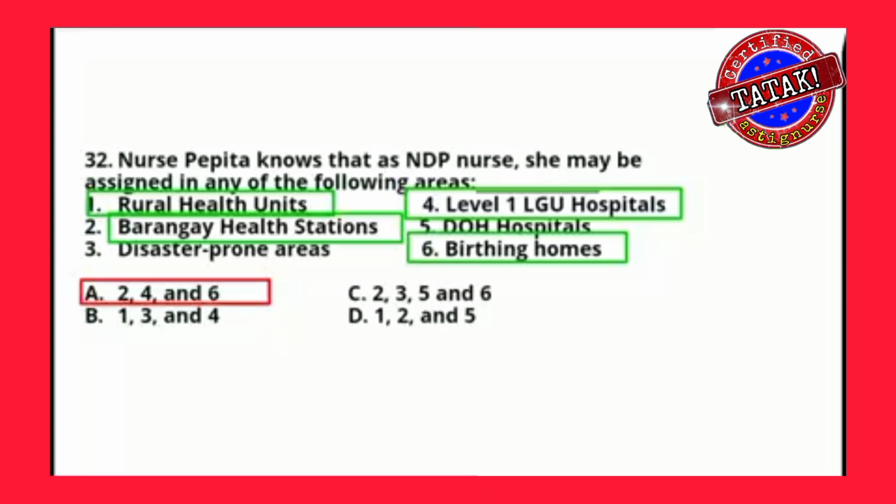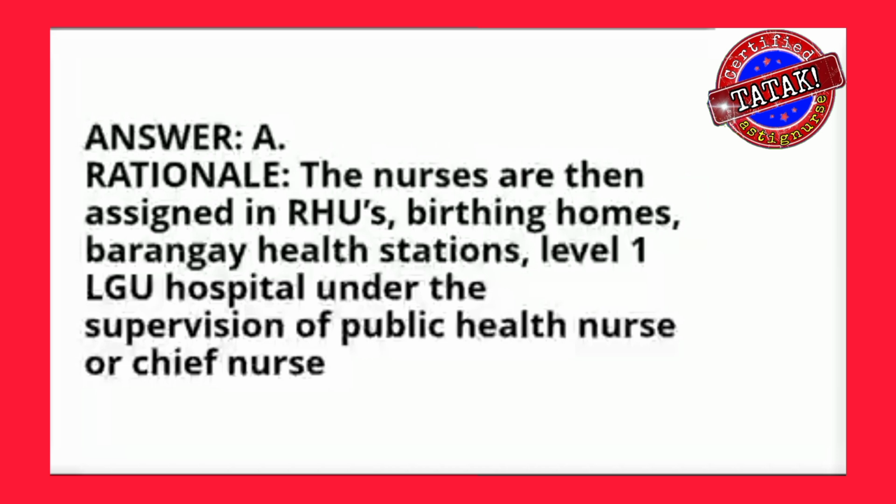So, sa letter A kasi, match po yung mga choices natin or options natin. So, pwede kang ilagay sa ating barangay health stations, sa level 1 LGU hospitals, and sa mga birthing homes, okay? So, 246 is the correct answer. The nurses are then assigned in the RHU, birthing homes, barangay health stations, level 1 LGU hospital under the supervision of a public health nurse or a chief nurse. Okay? So the correct answer here is letter A, 2, 4, and 6.